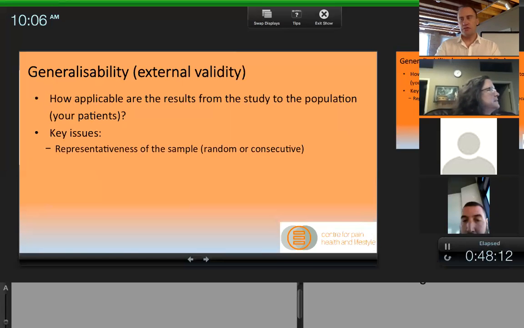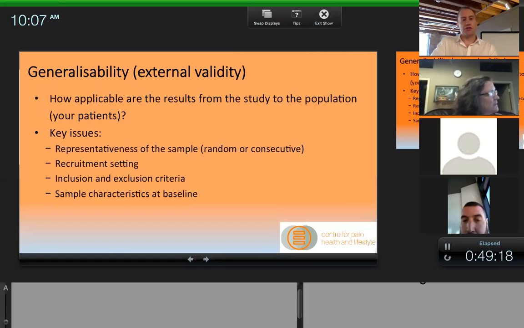So the extent to which your sample is representative of your population speaks to how generalizable those results are. So how applicable the findings of that study are to the patient standing in front of you. And there's lots of things which affect it. If you recruit from a particular setting, then that may have consequences for the generalizability. Exclusion criteria, obviously, and sample characteristics at baseline really give you a snapshot of whether the sample looks like the people who are in front of you.